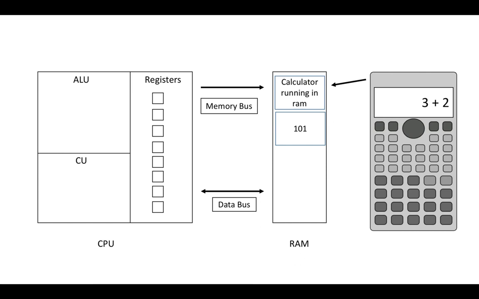So whilst that value is there and it's running in RAM, that value will then show on your screen as 5. And that is simply how a CPU works.